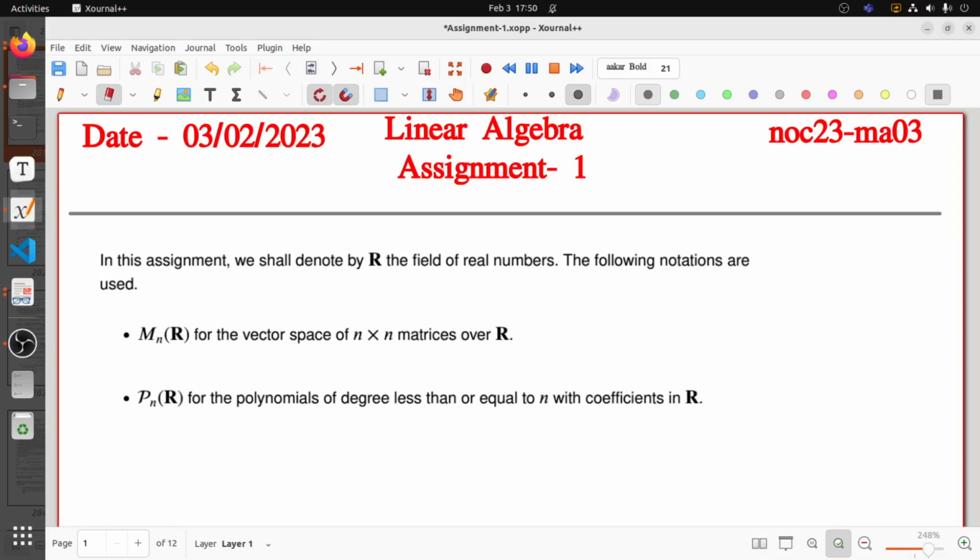So what are all the properties we have checked? First one, commutativity, we have checked. Commutativity. This was done. It satisfies. Second one, associativity.